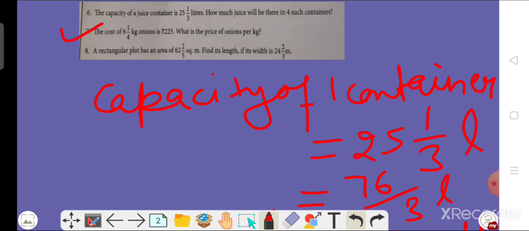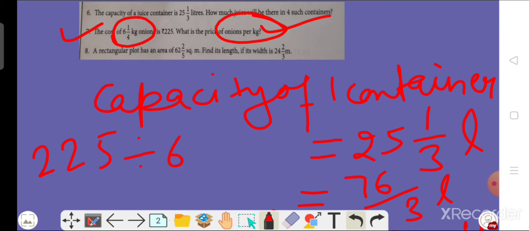The cost of 6 raised 1 by 4 kg onions is 225 rupees. So what is the price of onion per kg? Here we have been given the value of more than 1 and we have to calculate the value of 1. And we know that to calculate the value of 1, we have to do division. So in the 7th question, you have to divide 225 by 6 raised 1 by 4 to calculate the price of onion per kg.